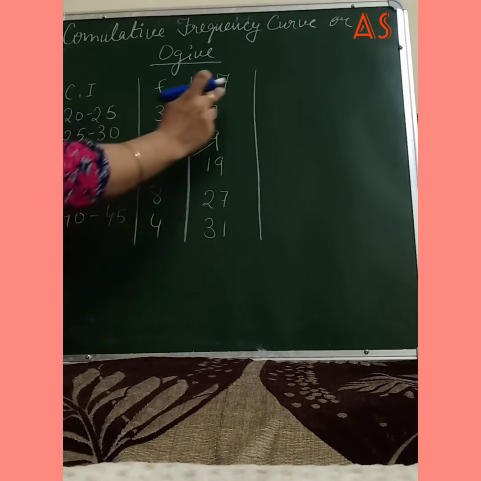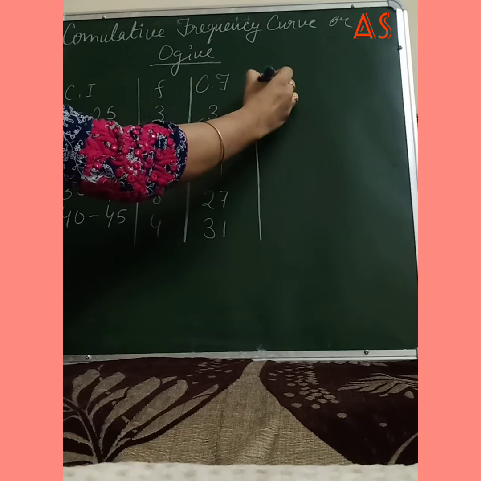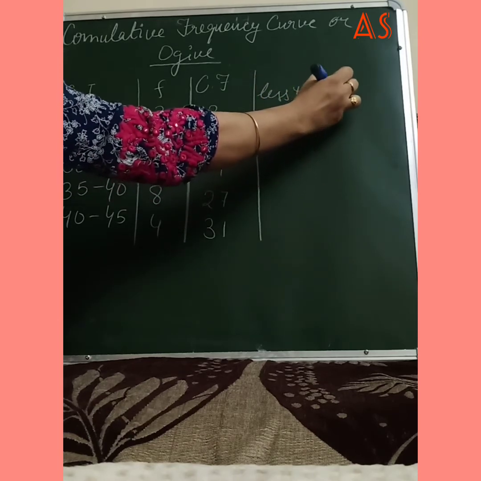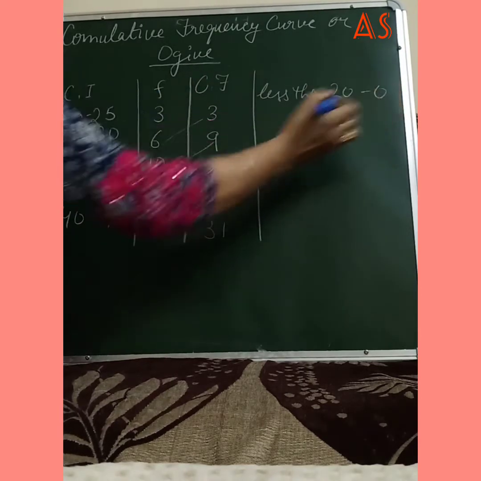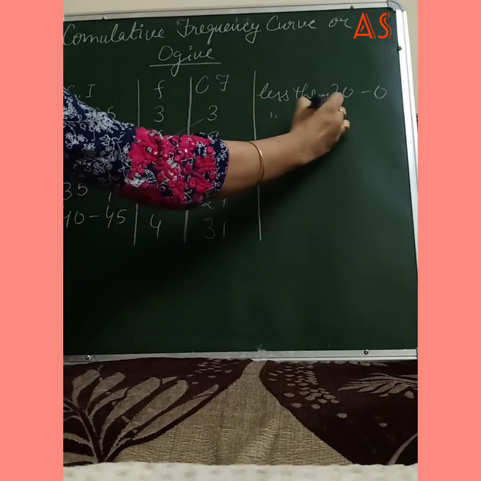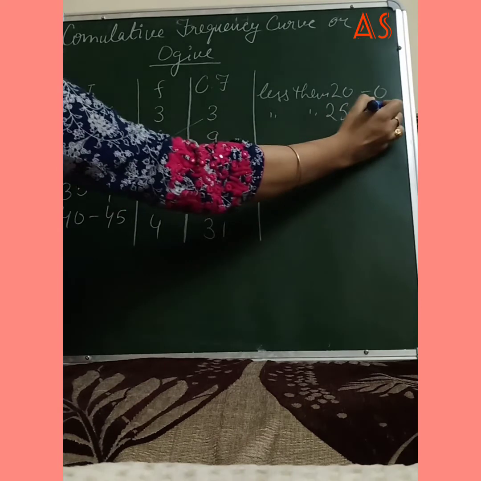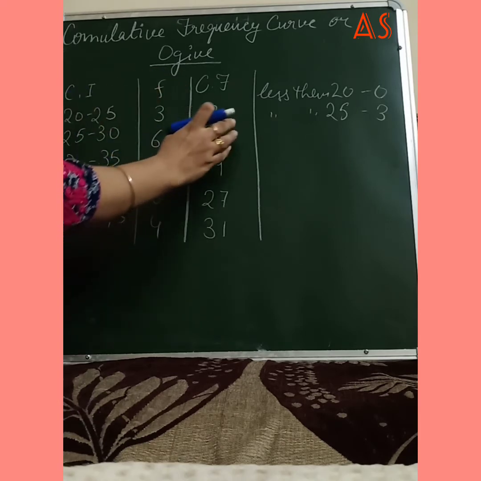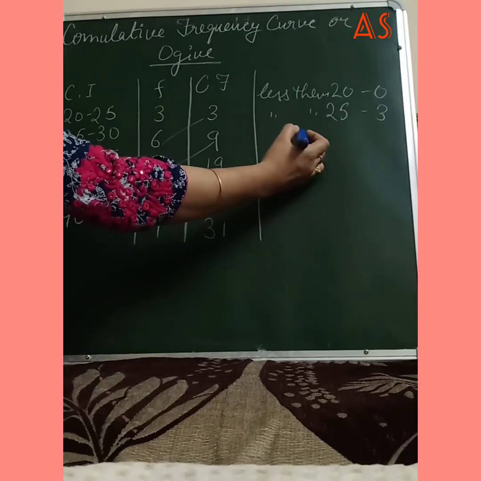If the question asks, suppose, how many are less than 20, then less than 20 you can check, no number, so 0. Less than 25, check: 3 numbers. So this way also we can write. Some questions ask how many numbers are less than 25, less than 30. So this way you have to first find the cumulative frequency. After the cumulative frequency you can find this.